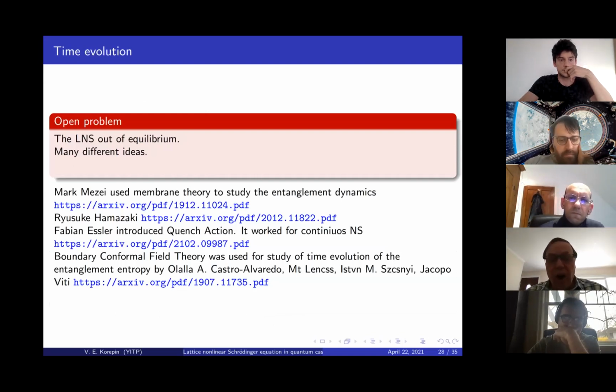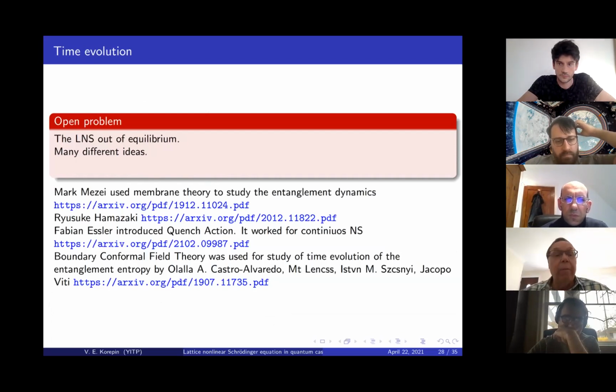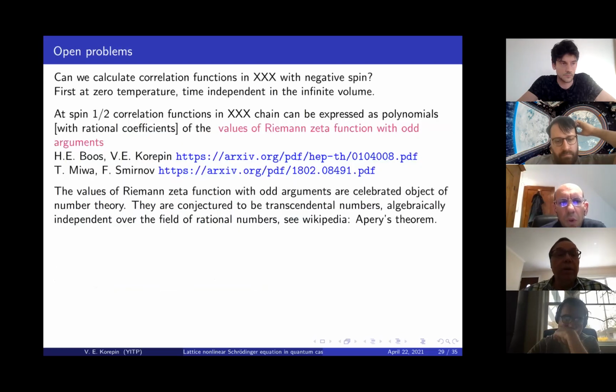Open problem. So far, I was talking only about the stationary nonlinear Schrödinger. So we were solving the time-independent Schrödinger equation. We were diagonalizing the Hamiltonian. It's more interesting to study the time-dependent Schrödinger equation, time evolution. There are a lot of publications. It's a very popular subject. Many people publish. And one of these approaches, which is described here, should work for lattice nonlinear Schrödinger. But so far, time evolution is an open problem in lattice nonlinear Schrödinger. Correlation functions and XXX, open problem.